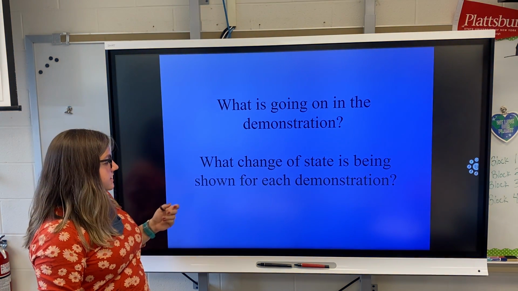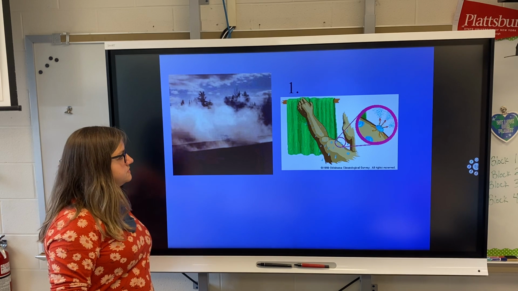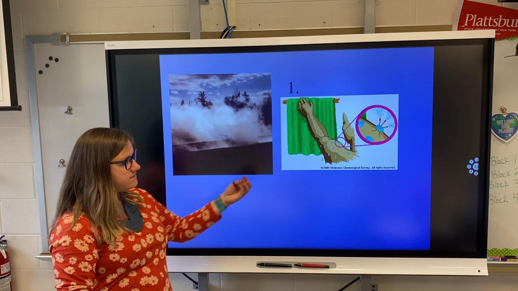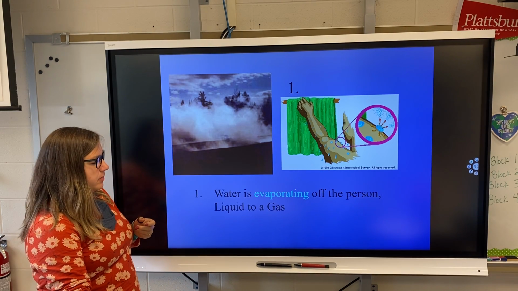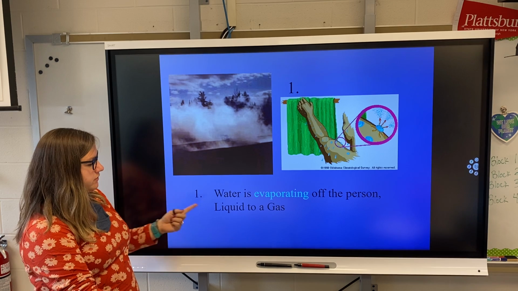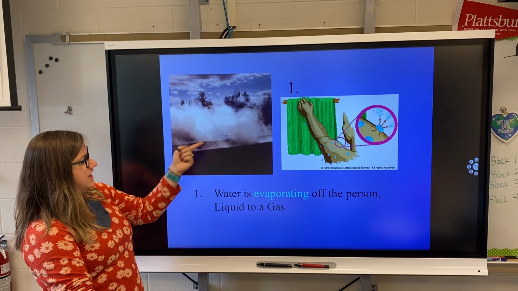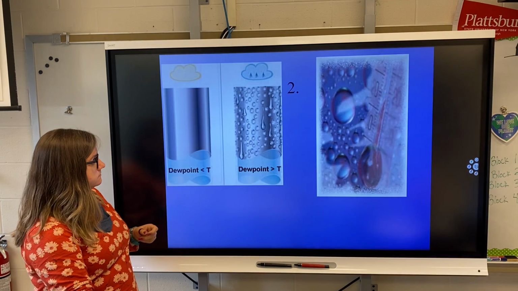Now what's going on in this demonstration? What change of state is being shown for each demonstration? So what do you see here? The water is evaporating off the person's skin, so that is going to be evaporation. Going from a liquid to a gas. This is going from off of a heated, I think it's a thermal pool that's there.